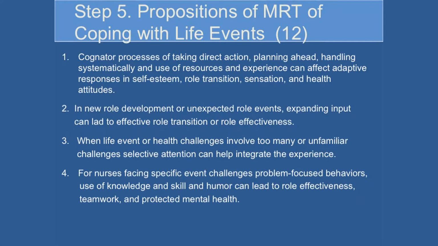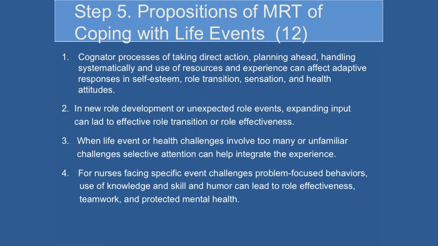So in this middle range theory, we have again the propositions for coping with life events, and there are 12 of these. So let me highlight a couple of these. The Cognator processes of taking direct action, planning ahead, handling systematically, and use of resources and experience can affect adaptive responses in self-esteem, role transition, sensation, and health attitudes.